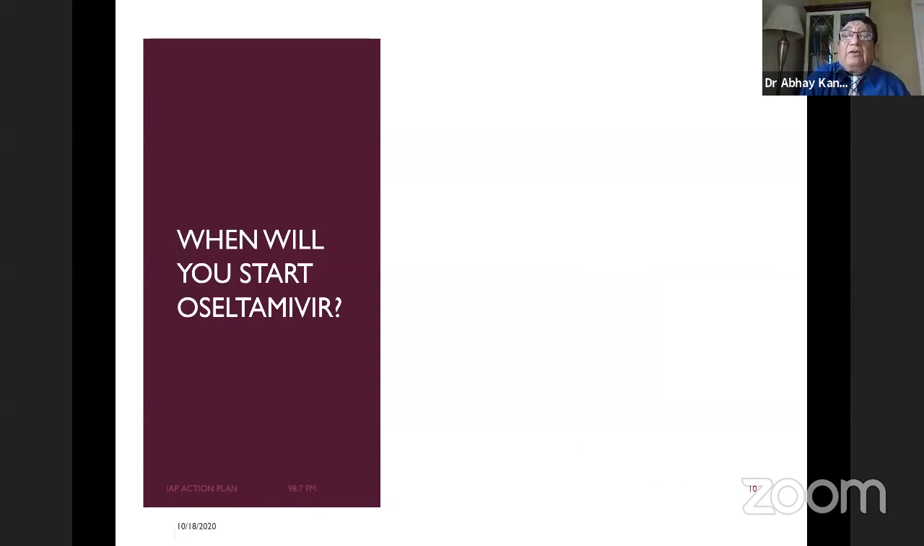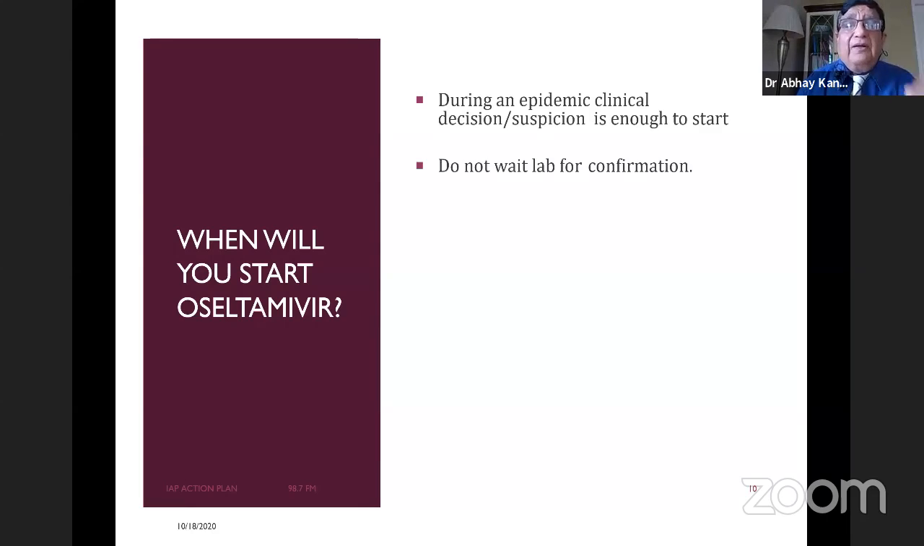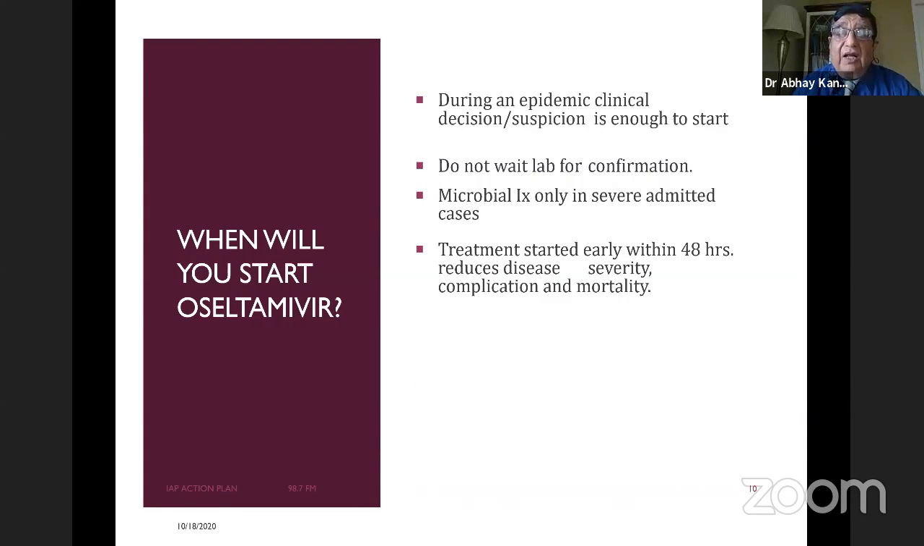Now the next question is, when we suspect a flu, when will you start oseltamivir? Should we wait for the investigation? So the answer is no. During an epidemic or outbreak situation, clinical suspicion alone is sufficient to start the oseltamivir. So do not wait for the laboratory confirmation, because the microbial diagnosis is required only in severe admitted cases. If you start the oseltamivir within 48 hours, then it will help. Then we will get the response.